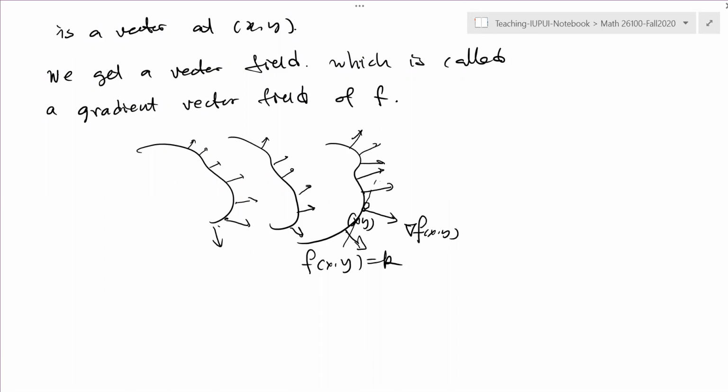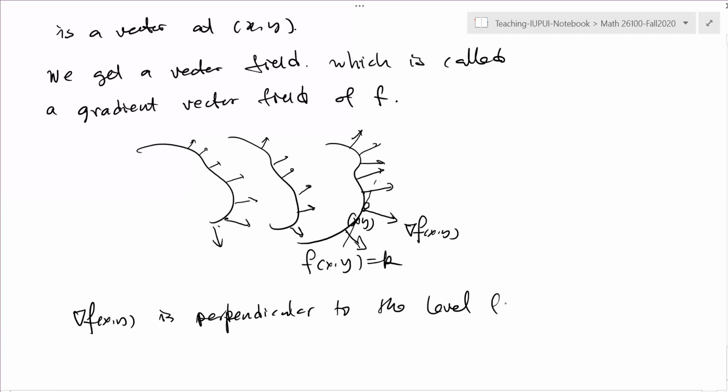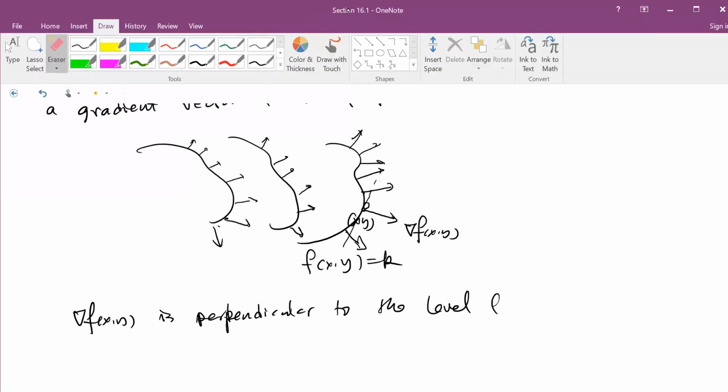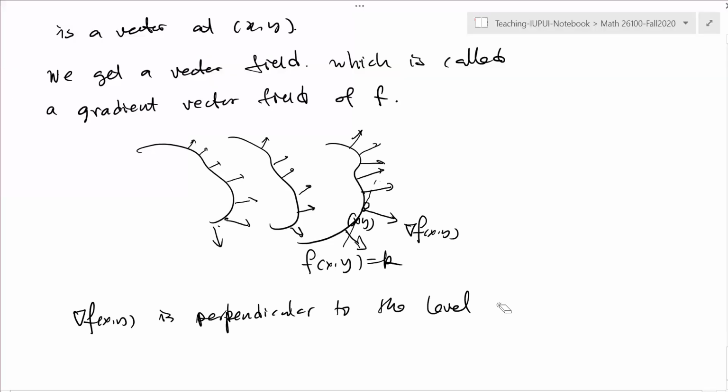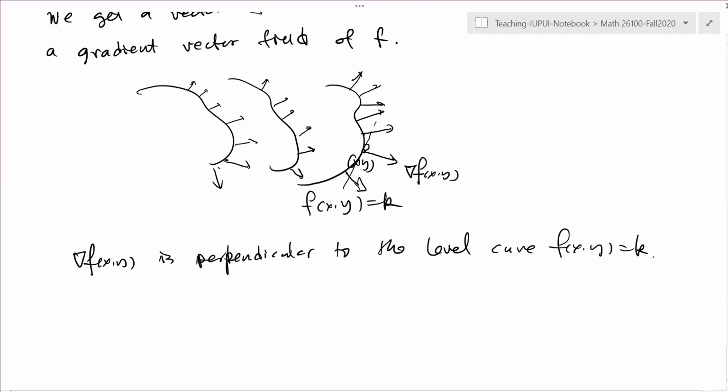Those are the level curves. So the gradient of f is perpendicular to the level curve at every point. That's a key point. You can do similarly in the three-dimensional case. Let's take a look at the following problem.